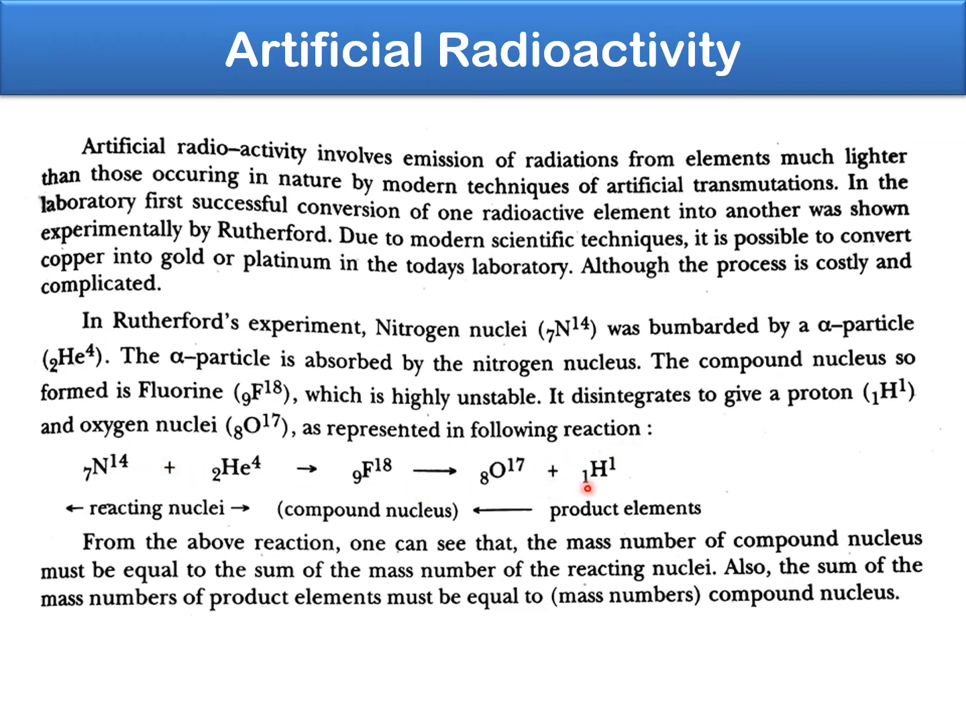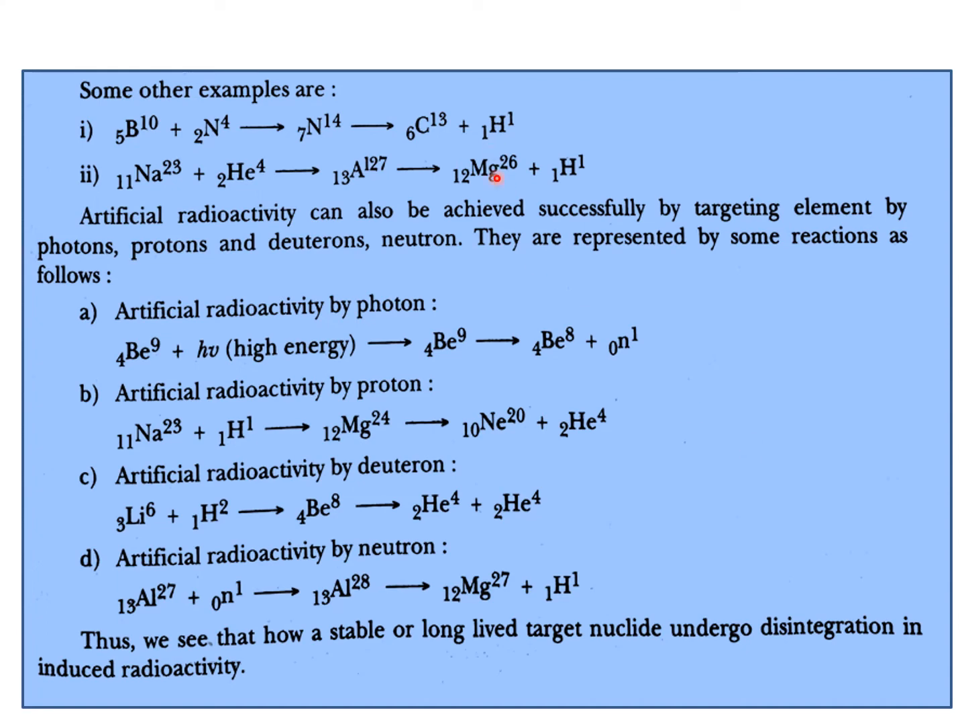This is an example of artificial radioactivity in which a high-energy alpha particle is incident on nitrogen. They combine and form the nucleus of fluorine, which is unstable and again disintegrates, forming the products oxygen and hydrogen. These are some examples of artificial radioactivity produced in the laboratory.